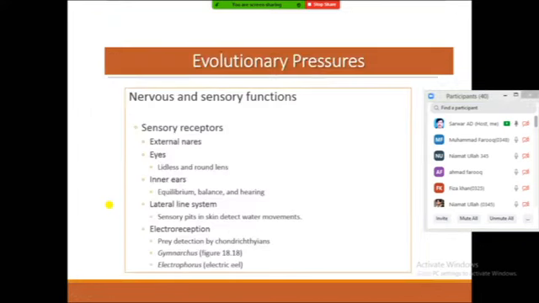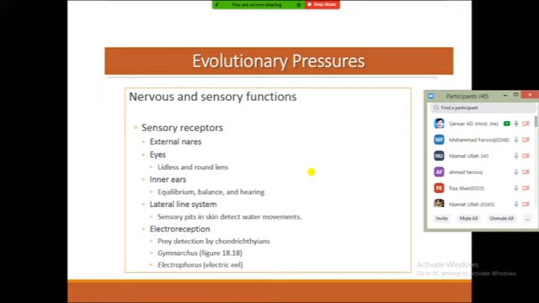Next, we need to discuss the nervous and sensory functions. They also possess an established brain and other structures in their body. Sensory receptors are also present: external nares, eyes and internal ears. They also possess a lateral line system. This is a unique property of the fishes. They possess a lateral line system.